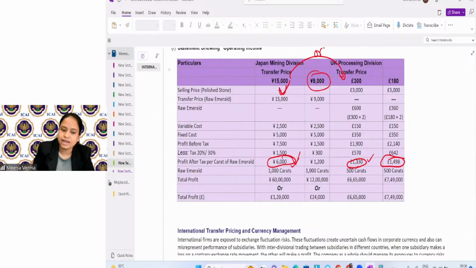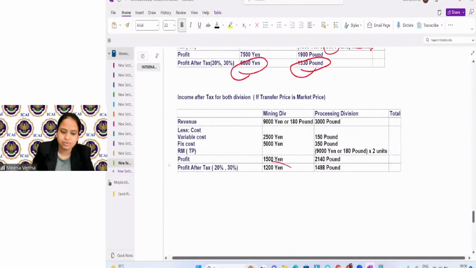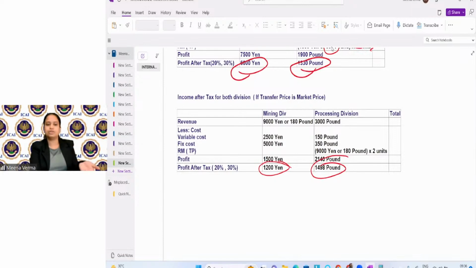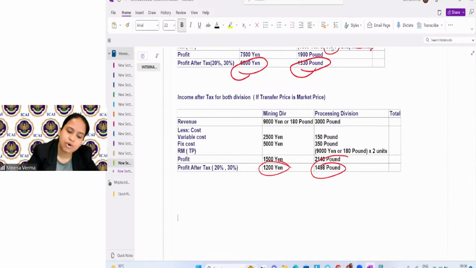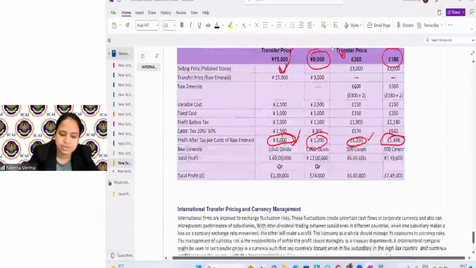And in case of 9,000 yen and 180 pound, the profit is what? 1,200 and 1498. You can see it is coming. Now, after this, you have the option, you can convert the yen into pound or pound into yen, to find the total profitability of the company. Now, what is happening here? You can see the company has converted.